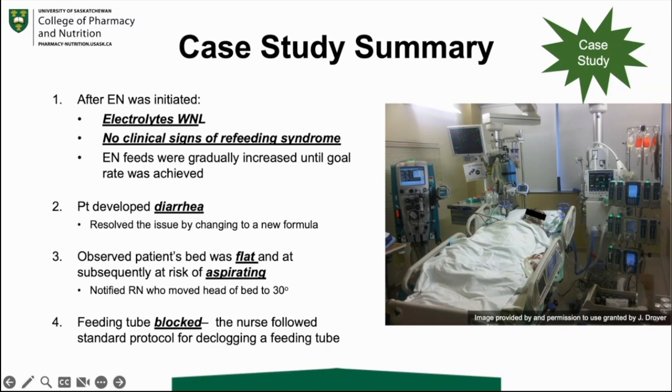We also observed that the patient's bed was flat, which is a primary risk factor for aspiration when someone is being tube-fed. The nursing staff was notified and they elevated the head of bed to 30 degrees. No changes to the EN prescription were required. Over the course of his EN therapy, Jonathan's feeding tube blocked. However, his nurse immediately employed the standing order for codazyme and sodium bicarbonate and successfully cleared the tube. EN was restarted again shortly thereafter.